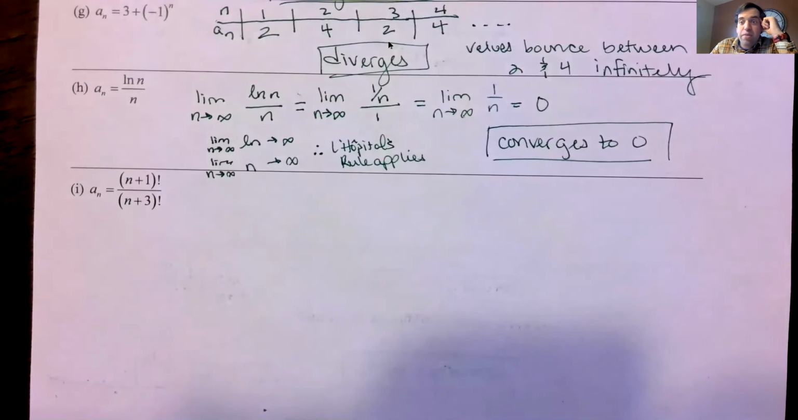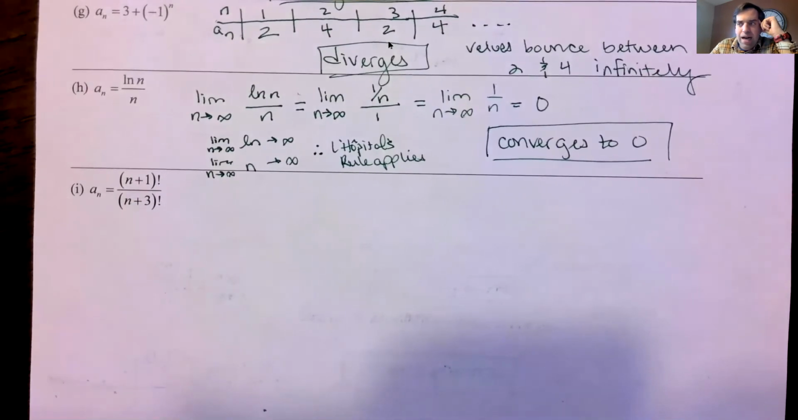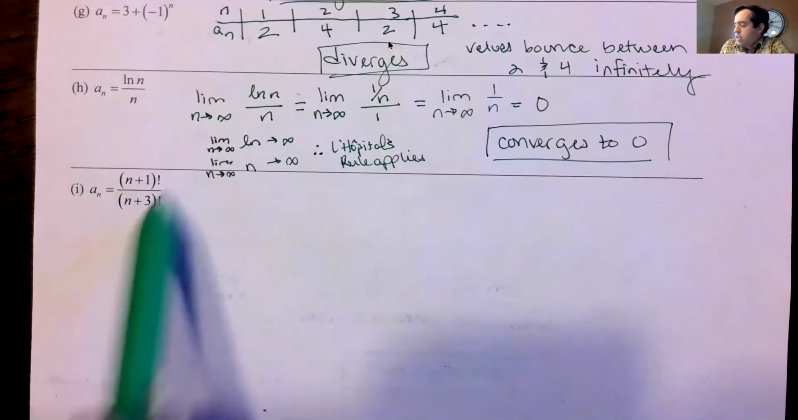Factorial is a pretty common math symbol, this exclamation point. I do remember that sometimes Calc BC students, it's been a while since you've seen this. It comes up in probability, so if you've taken statistics, you probably have seen this. And I believe you learned some combinations and permutations in middle school, which would use this notation, but I'm not sure.